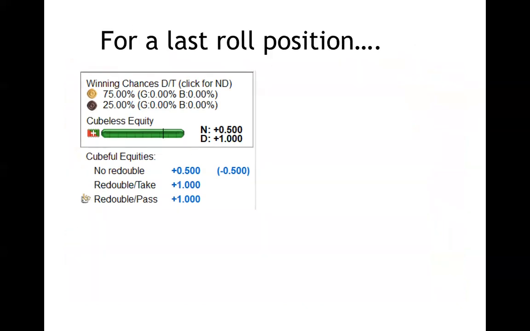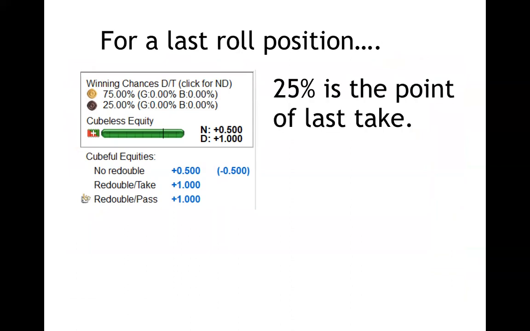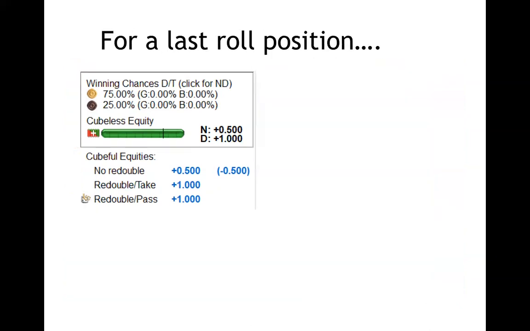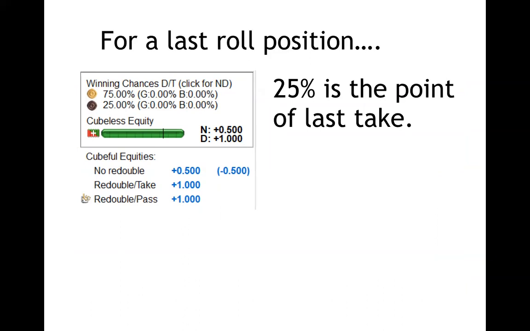It really sums up, for last roll position, I'm going to say something else before I get to that. For last roll position, it's like a true symmetry kind of balanced position. This is sort of like the yin yang of cube and reference positions. It's a complete balance. So for a last roll position, 25% is the point of last take.